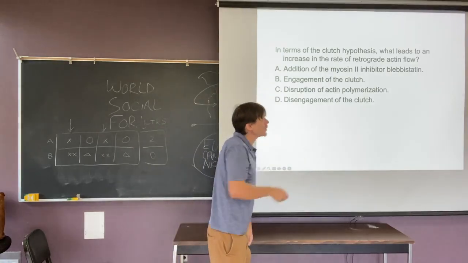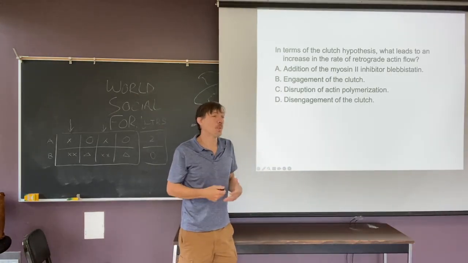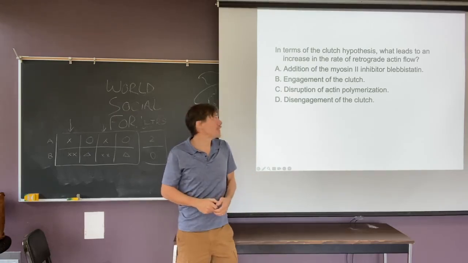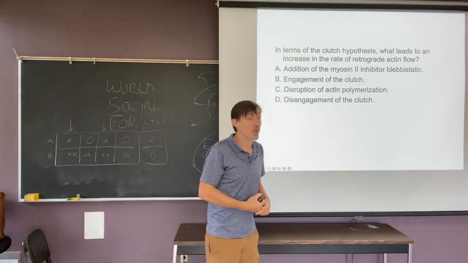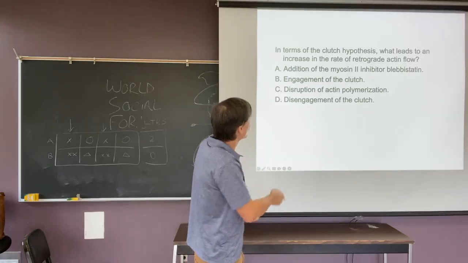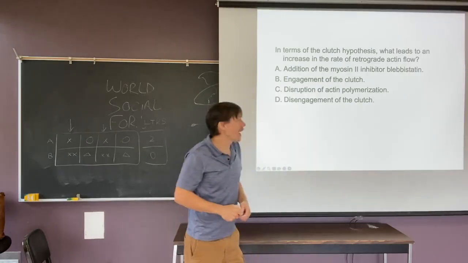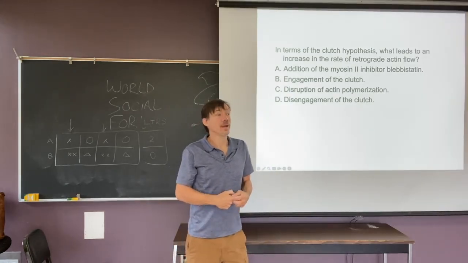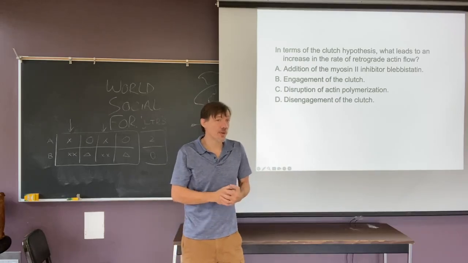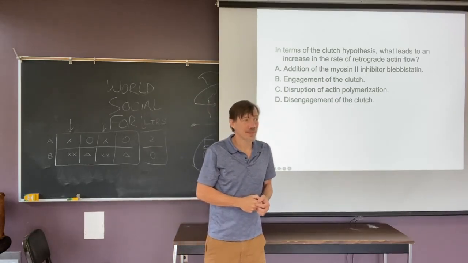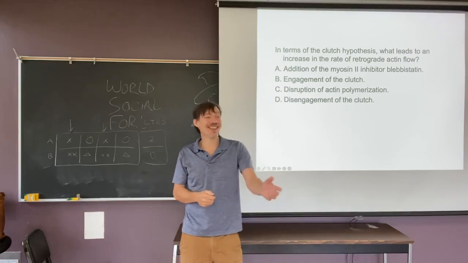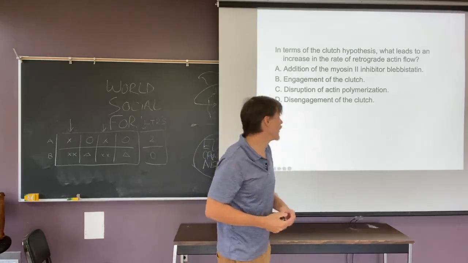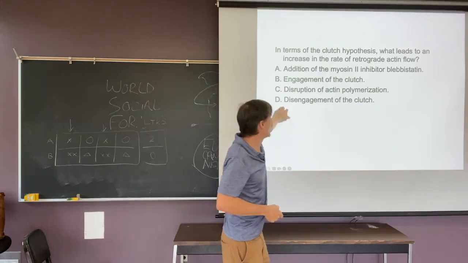If the myosin 2 inhibitor blebbistatin was added, what would that do to the velocity of retrograde flow? It'd slow it down, and we've already seen experimental data supporting that. So what would happen if we disrupt actin polymerization? It would slow it down, and what's a drug that we could use to do that? Cytochalasin. And latrunculin is another drug that's very commonly used. So that's true.